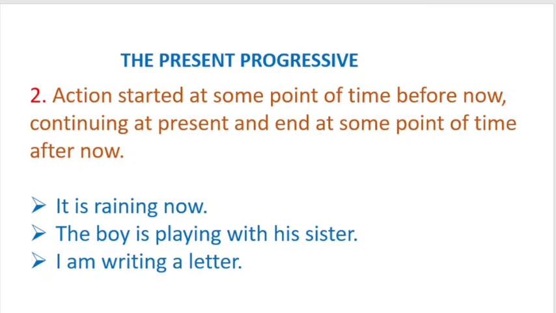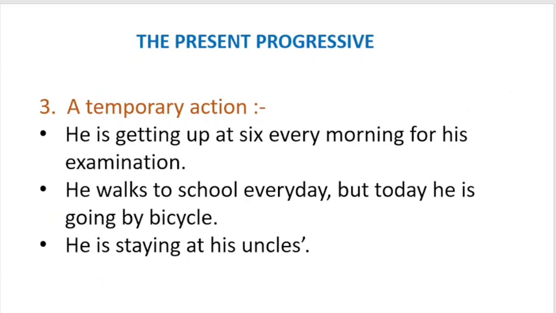Number 3, a temporary action. He is getting up at 6 every morning now. It is a temporary action. He walks to school every day, but today he is going by bicycle. As a regular habit, he goes to school on foot, but today he is going to school by his cycle. It is a temporary action, not a regular action.